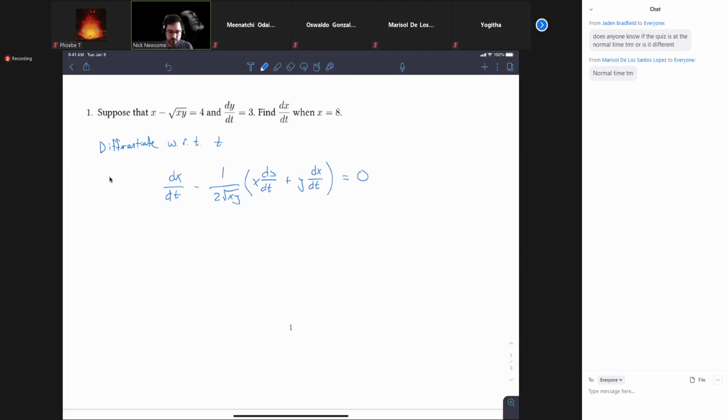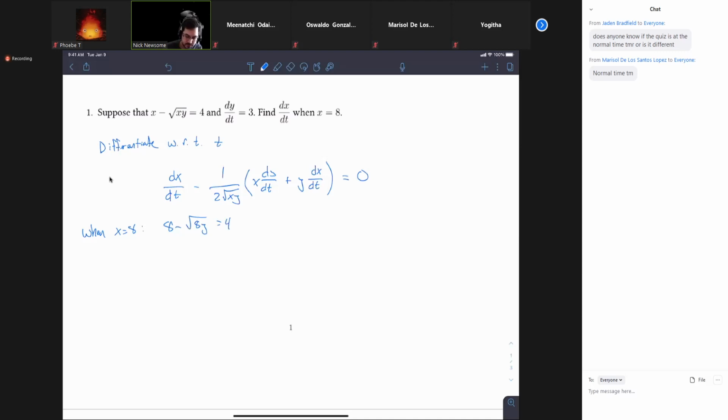And we'll notice that in order to actually solve for dx dt and get a number, we have almost all the information we need. We know dy dt, we know x. What we don't know is y. But we can figure that out because we have this equation here. So when x is equal to 8, we're going to have 8 minus the square root of 8y is equal to 4, and solve for y.